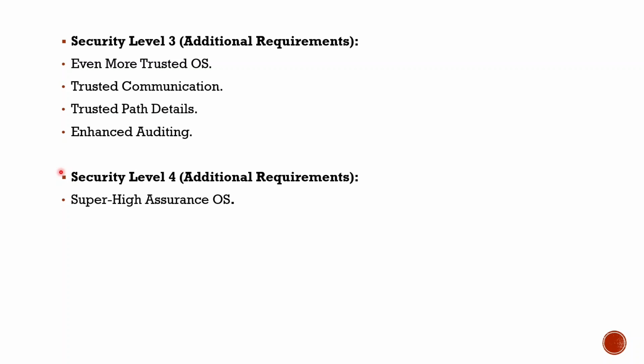At level 4, the OS is basically high assurance OS. Here, the operating system must meet the functional requirements that are specified in the other document, and also it must be evaluated at EAL 4 or above, and rest all points are similar to the previous security levels.